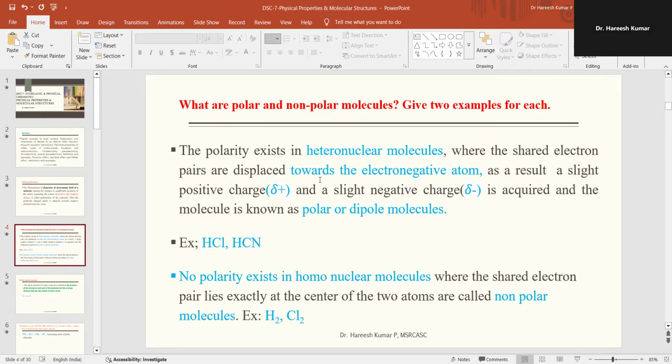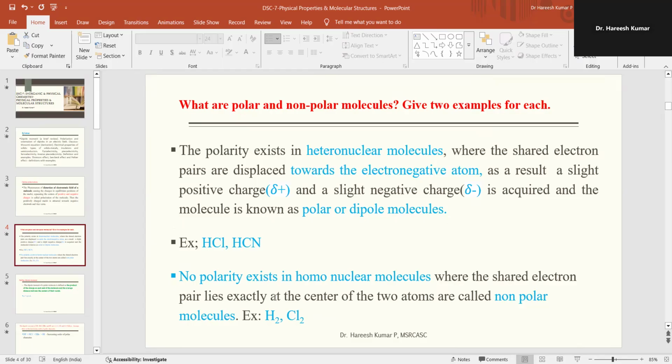shared electron pairs are displaced towards the electronegative atom. In these two, chlorine is the electronegative atom, Cl will be the electronegative atom. That means the bond between the hydrogen and chlorine, and the hydrogen and cyanide, the bond pair moves towards the chlorine and moves towards the cyanide. That's what the shared pair are displaced towards the electronegative atom. As a result, a slight positive charge is acquired on the hydrogen, negative charge on the electronegative atom, and the molecule is known as a polar or dipolar molecule.